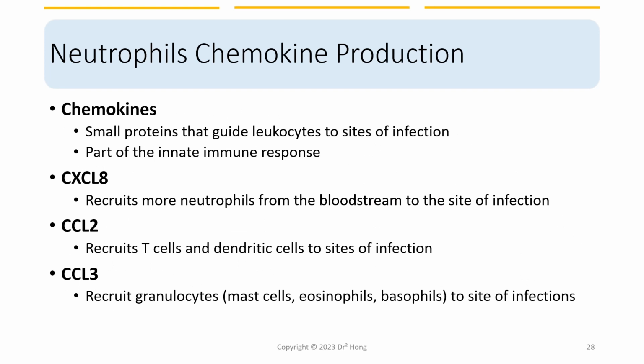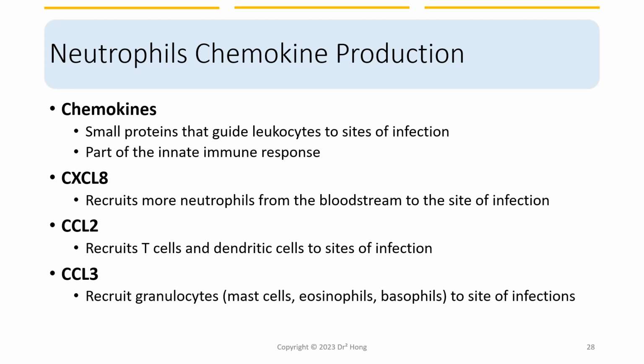So why ninja? Well, ninja oftentimes sacrifice themselves after a mission, just like our neutrophils sacrifice themselves after phagocytosis. Well, I know you could argue they could be other types of warrior. Anyhow, neutrophils also produce a wide array of chemokines. Again, chemokines are small proteins that guide other leukocytes or white cells to the site of infections, which is an essential part of the innate immune response.